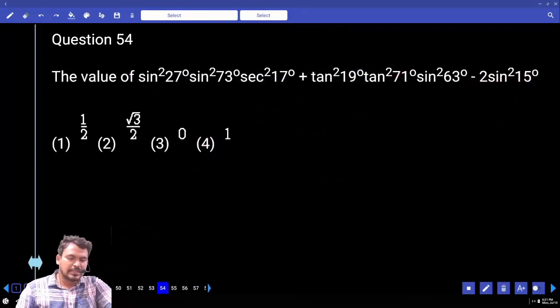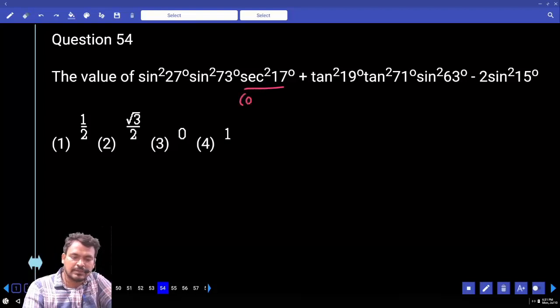Next question number 54. The value of sin square 27 and sin square 73 and sec square 17. Sec square 17 means it is written as cosec square 73. Cosec square 17 or 73? 73. Means these two are cancelled. What is the remaining? Sin square 27.